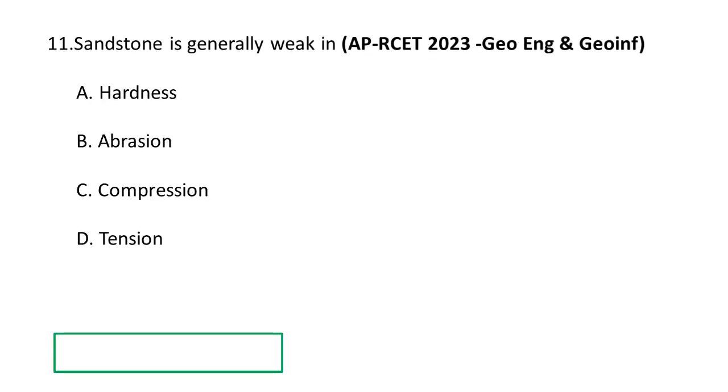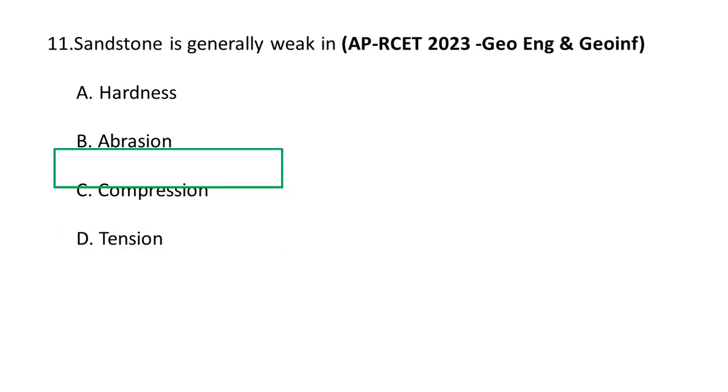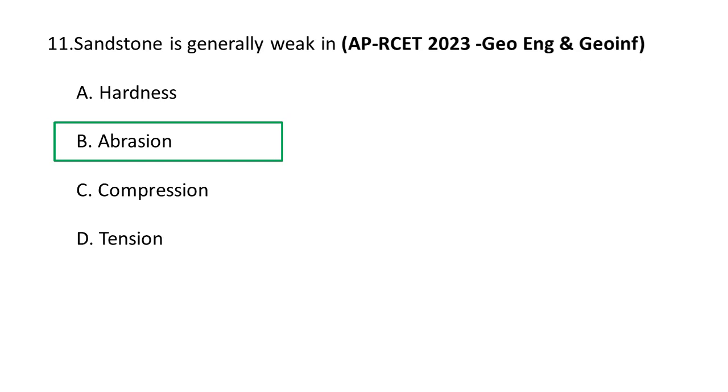Next question. Sandstone is generally weak in A. hardness, B. abrasion, C. compression, D. tension. Sandstone is generally weak in abrasion, whereas it has good hardness, compression, and tension.